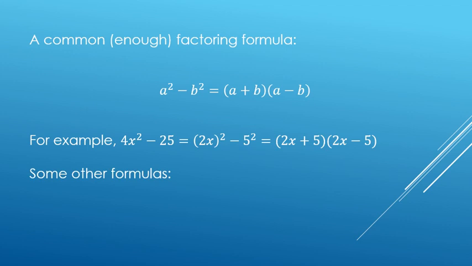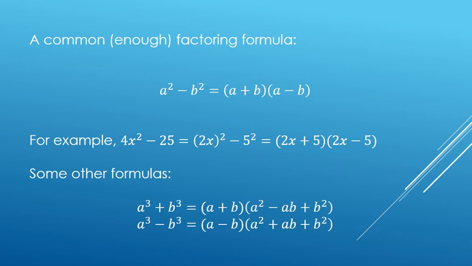Some other formulas that are out there are good to have in the back of your head. They're not necessarily going to be used a lot, but the sum of two perfect cubes breaks down as a plus b times a squared minus ab plus b squared. And the difference of two perfect cubes is a minus b times a squared plus ab plus b squared. Again, they're out there. It's good that you see them, but they're not really commonly used in a course like this.